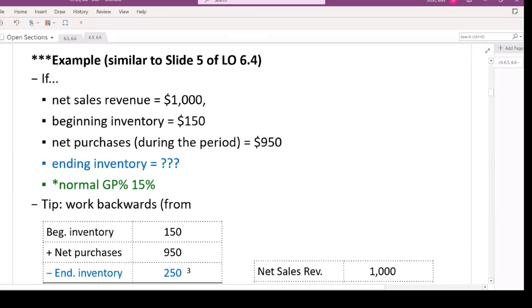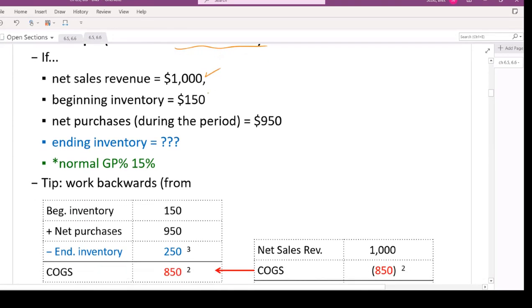So in this case, kind of similar to what we saw in slide 5 of 6.4, assume that we had net sales of 1,000. Beginning inventory was 150. Net purchases in this case were 950. We didn't do an inventory count, or we don't have a reliable inventory number, whatever. We don't have a number we can bank on at the end of the period. But we know that the normal or typical gross profit that we experience year after year is about 15%. With this information, can we estimate cost of goods sold? And then from that, can we estimate ending inventory? And the answer is yes, we can.